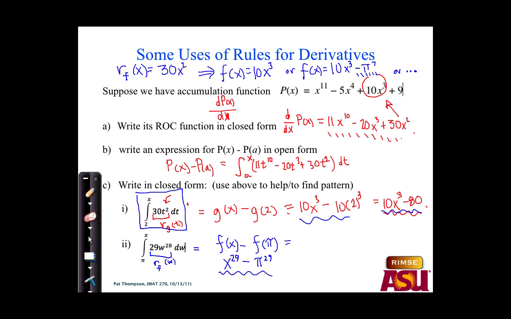So let's say that for whatever reason I knew something about the function. I know it was actually 10x cubed. Let me make something easier. The original function was not just 10x cubed, it was 10x cubed plus 19.